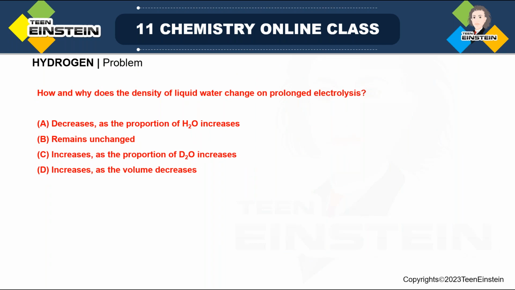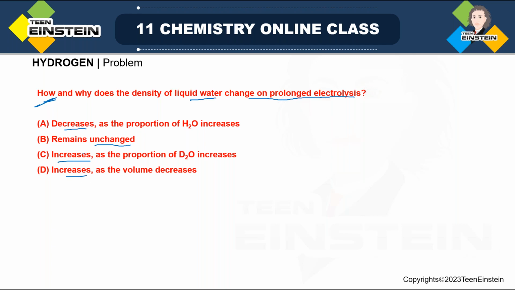How and why does the density of liquid water change if we do prolonged electrolysis? It is observed that when we continue the electrolysis for a long time, the density of liquid water changes. Now, we have to find the reason behind that. The first statement gives as a reason that it decreases. How and why? First of all, you have to mention whether it is decreasing, remaining unchanged, or increasing. So three possibilities are there.